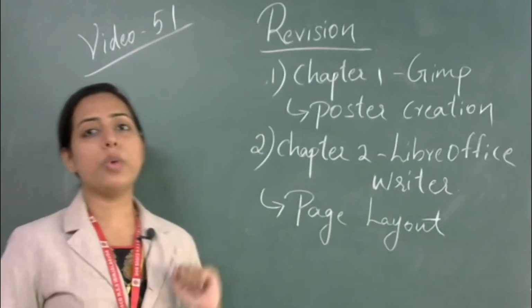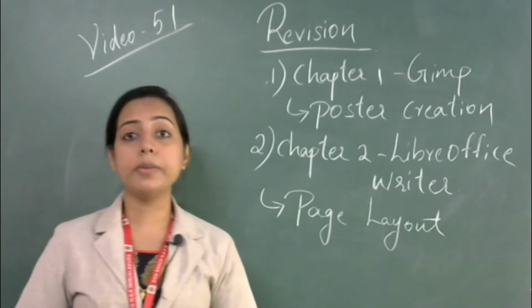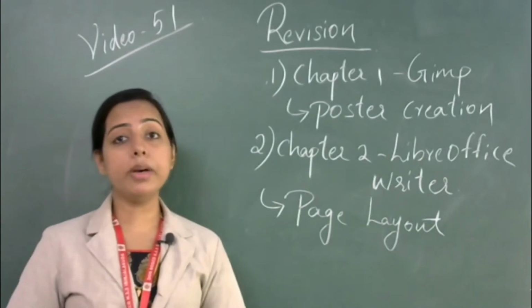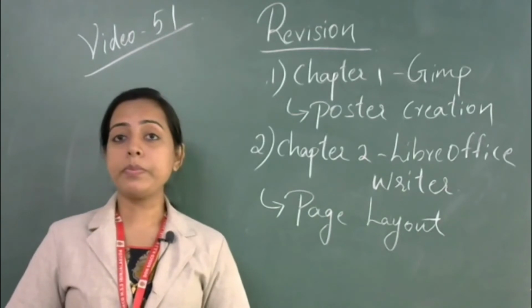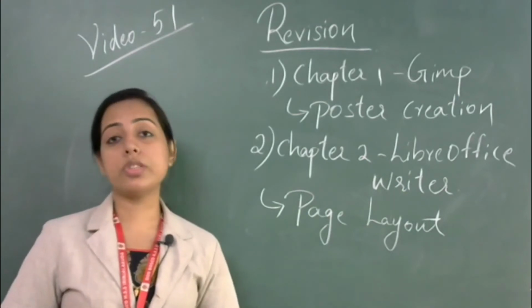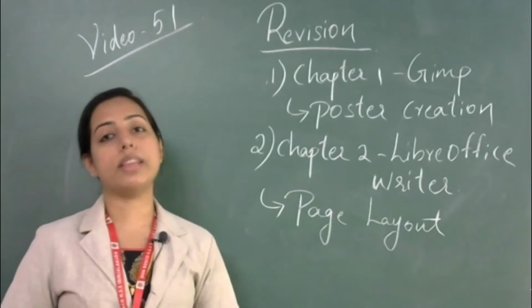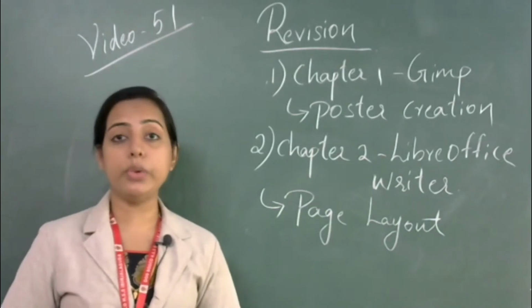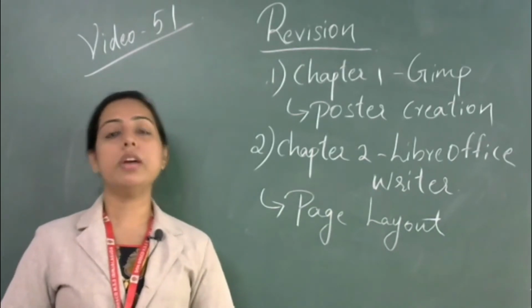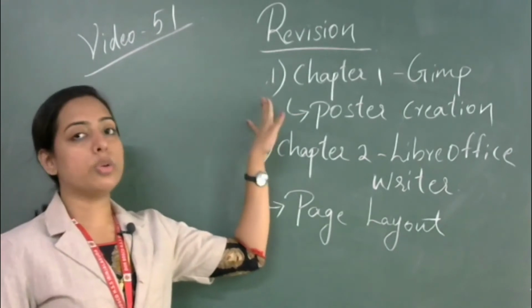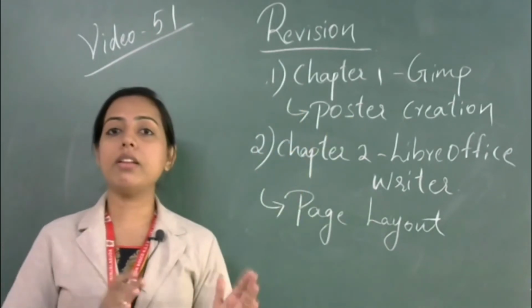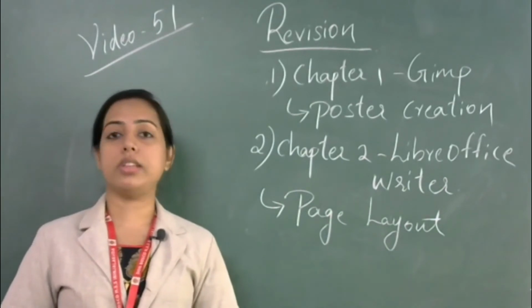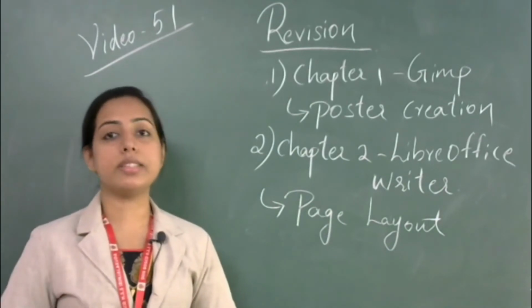What was chapter 1? Which was that software? Yes, GIMP software. And what was the main activity in that chapter? Yes, creating a poster using various tools in GIMP software, GNU Image Manipulation Program. So that was chapter 1. So we can revise this chapter, GIMP. I'll do one activity related to creating a poster using various tools in GIMP.